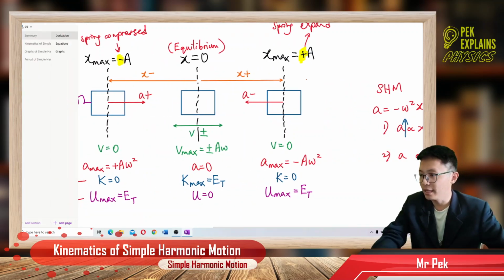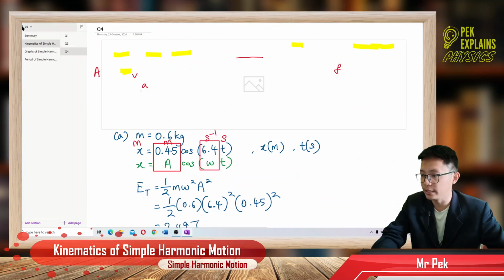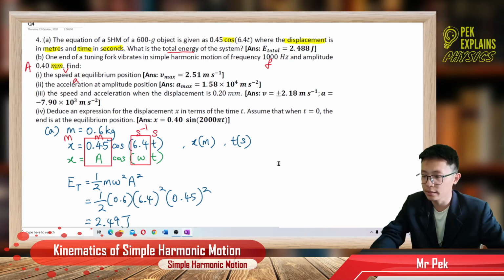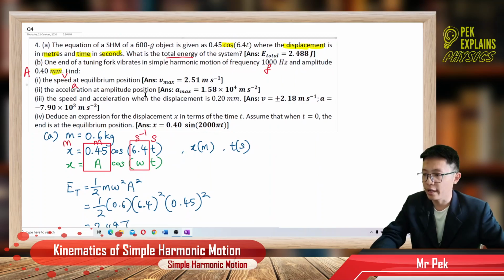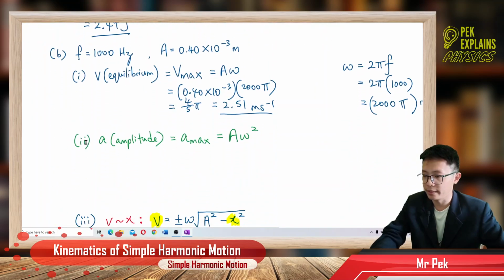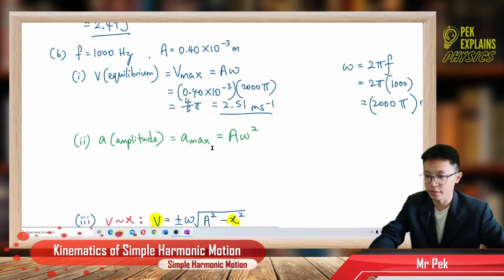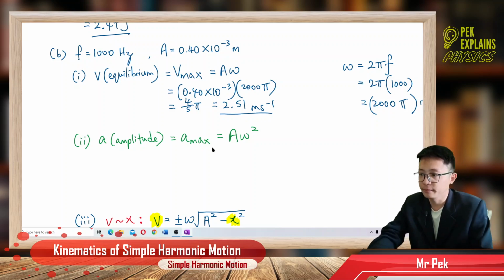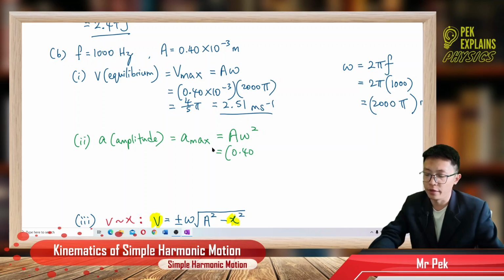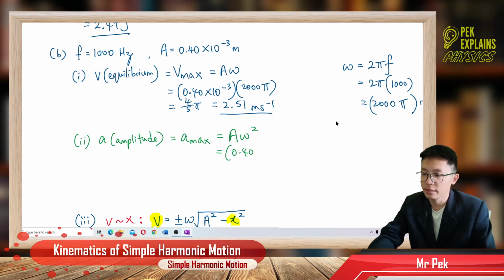Now, let's look back to our questions. Acceleration at amplitude is the maximum acceleration, which is also A omega squared. Just ignore the sign, because we just want the size of the maximum acceleration. So the amplitude is 0.4. Just substitute, we have the amplitude and omega already.